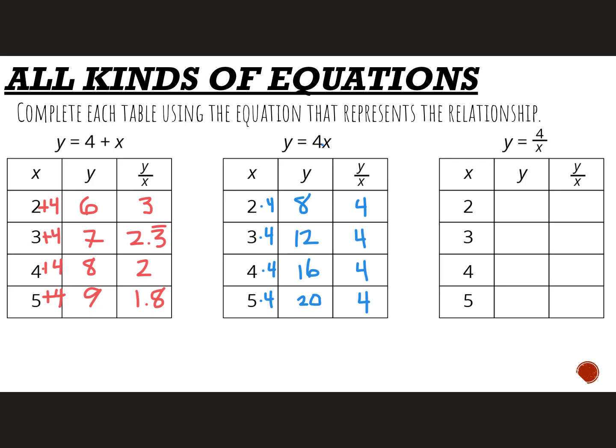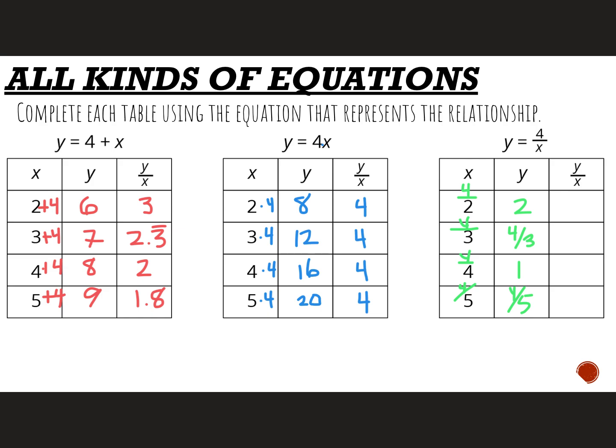And the next example, we have 4 divided by x. So we're taking 4 and dividing by 2 to get our y of 2. And then we're taking 4 divided by 3, and you get 4/3. And then you take 4 divided by 4, and you get 1. And then 4 divided by 5, and you get 4/5.